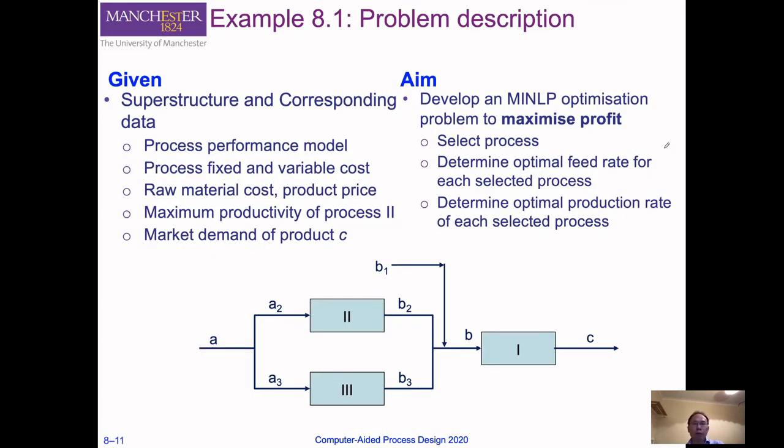Okay, first we define the problem. We write what is given and what we want to determine. In this example, we are given the superstructure and some data that we discussed just now. We want to determine which plant is selected. We also want to determine the optimal flow rate for each selected plant, and also determine the optimal production rate of the selected plant, and also the production rate of product C.